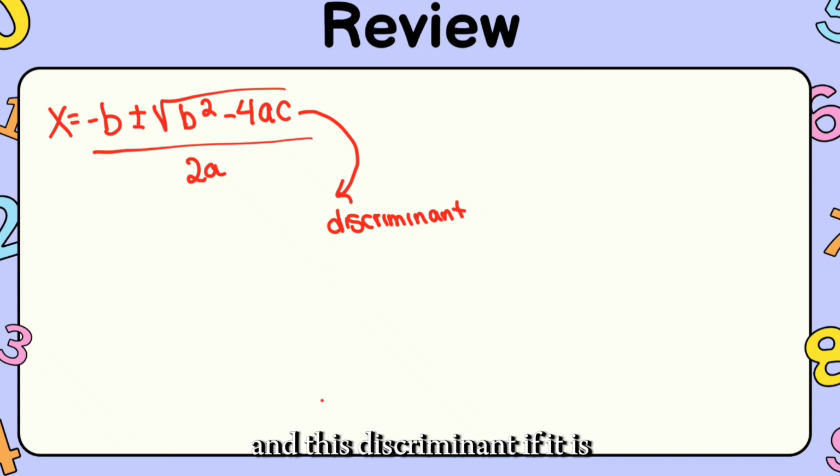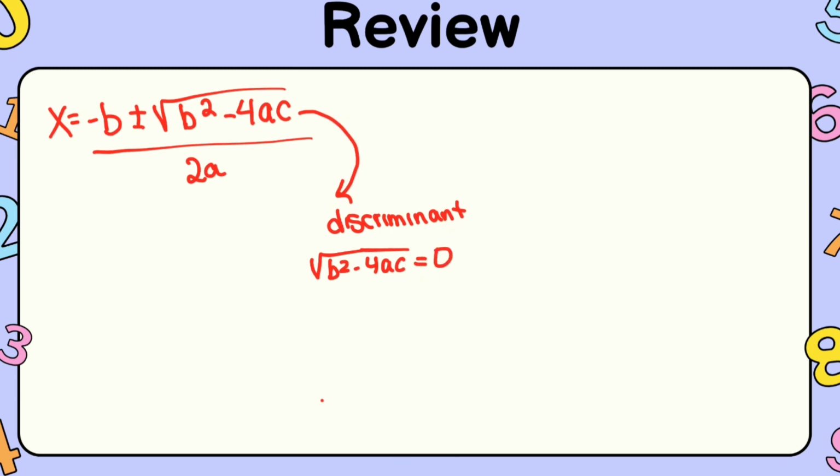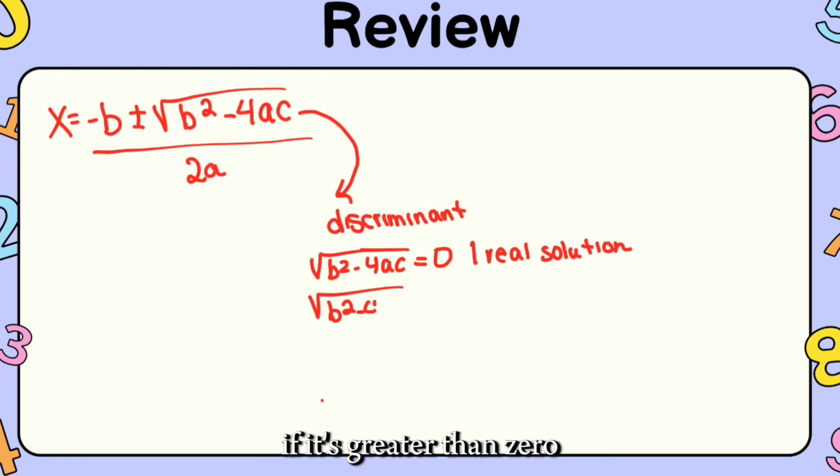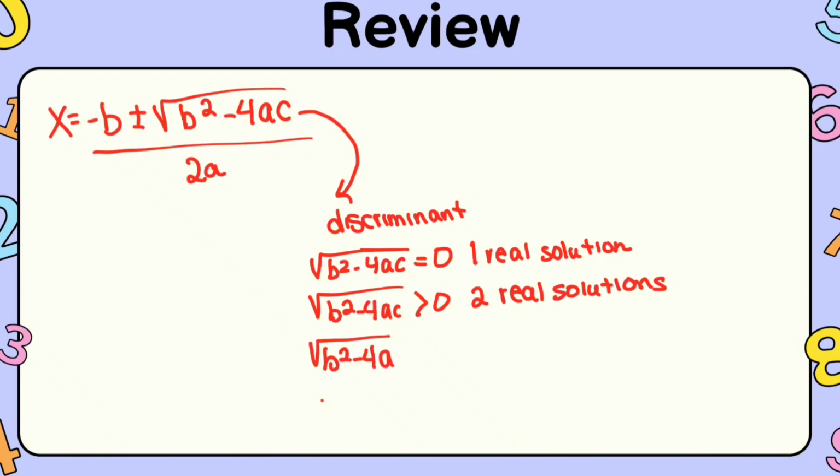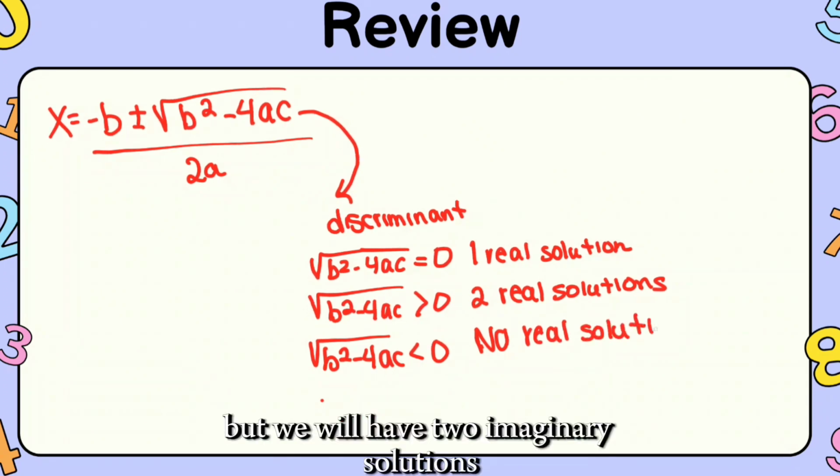And this discriminant, if it is equal to 0, we have one real solution. If it's greater than 0, we have two real solutions. And if it's less than 0, we'll have no real solutions, but we will have two imaginary solutions.